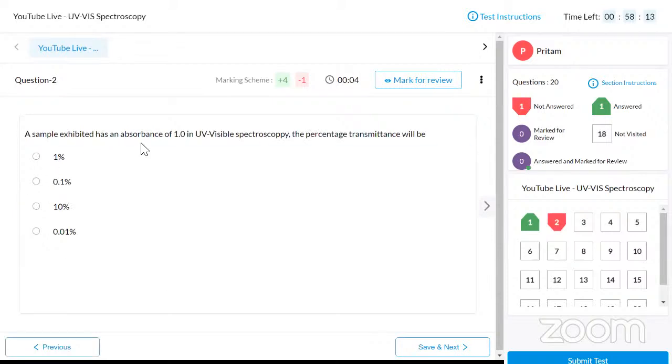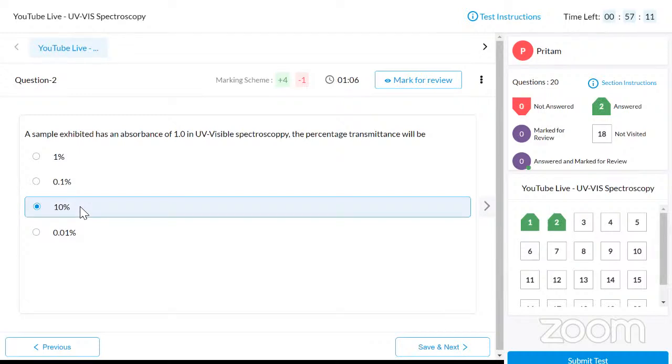If a sample exhibited has an absorbance of 1 in UV visible spectroscopy, the percentage transmittance will be: option A 1%, option B 0.1%, option C 10%, option D 0.01%. Now we are all aware that absorbance is given by the formula 2 minus log of transmittance T. So when you substitute the value, it is very simple. Percent transmittance becomes antilog of 2 minus the absorbance. What is our absorbance given in the question? It is 1. So 2 minus 1 gives you 1, and antilog of 1 is 10. So the percent transmittance for any compound having an absorbance of 1 in UV visible spectroscopy is going to be 10%. You have to remember this formula, which is derived from the Beer-Lambert law.